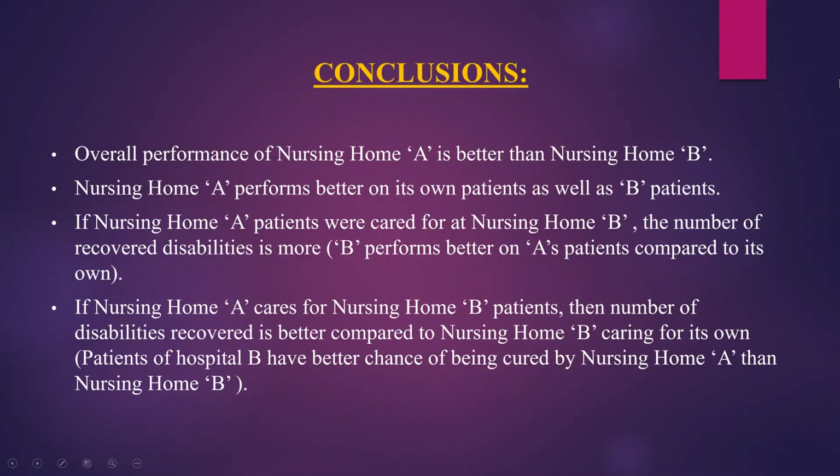So here are the conclusions. The overall performance of nursing home A is better than nursing home B. Nursing home A performs better on its own patients as well as B's patients. If nursing home A patients were cared for at nursing home B, the number of recovered disabilities is more. That is, B performs better on A's patients compared to its own patients. If nursing home A cares for nursing home B patients, the number of disabilities recovered is better compared to nursing home B caring for its own patients. That is, patients of nursing home B have a better chance of being cured by nursing home A than nursing home B.